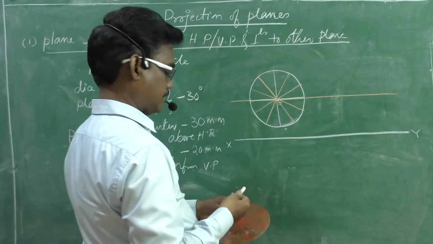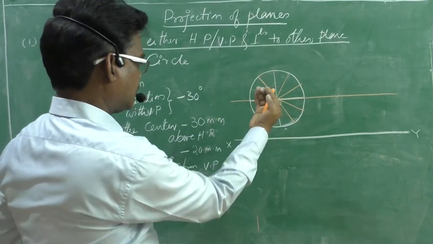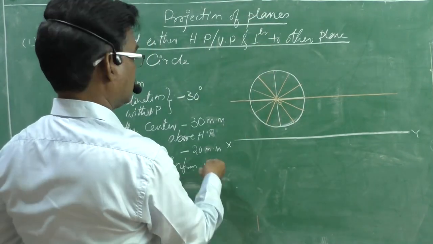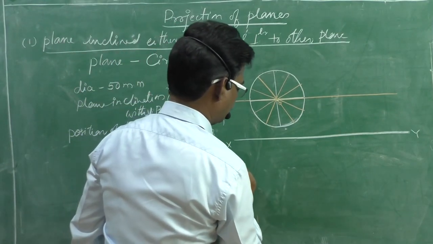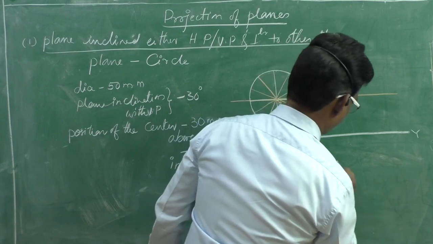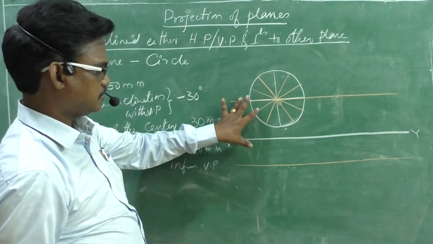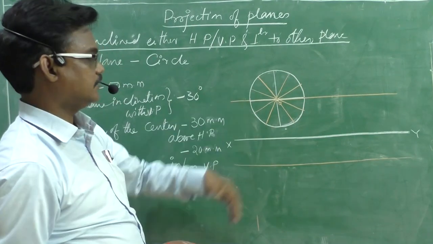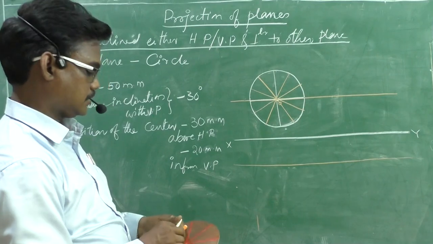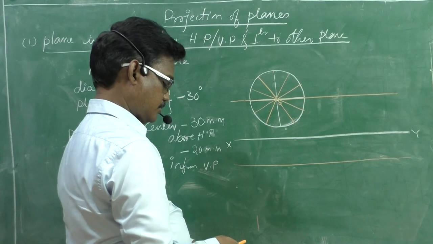Right. Next, what will be the top view? It is in front of VP by 20 mm. Therefore, at a distance of 20 mm, we need to draw another line. That means we locate the position of the fixed point first. After that, we go for the front and the top views. Right. Now project the front view.